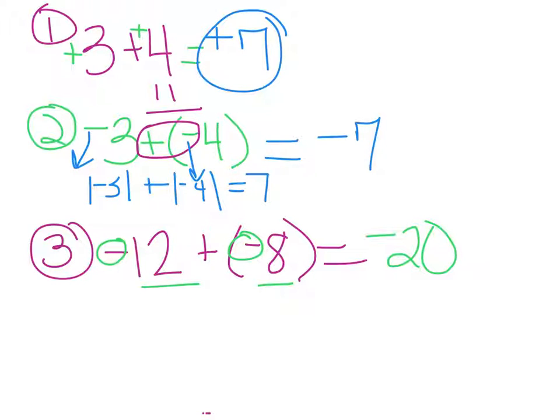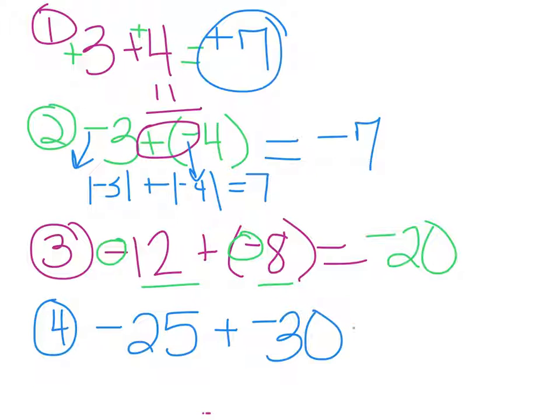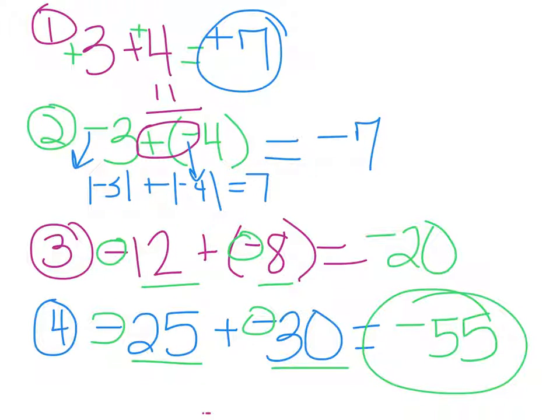And for our fourth example, go ahead and try this on your own. Negative 25 plus negative 30. Go ahead and take a second. All right, so again, a negative and a negative gives us a negative. And then 25 plus 30 gives us 55. And negative 55 should be your answer.